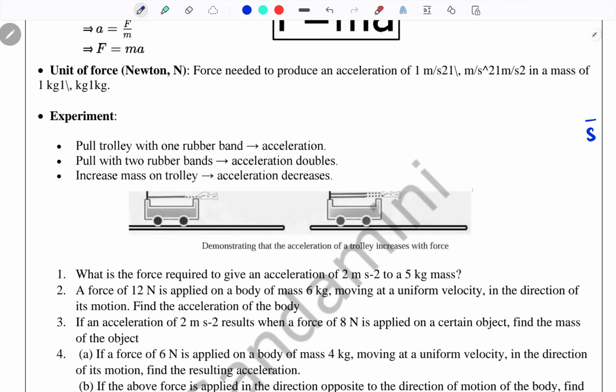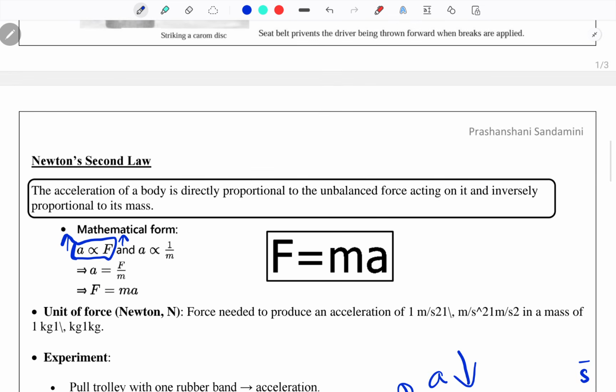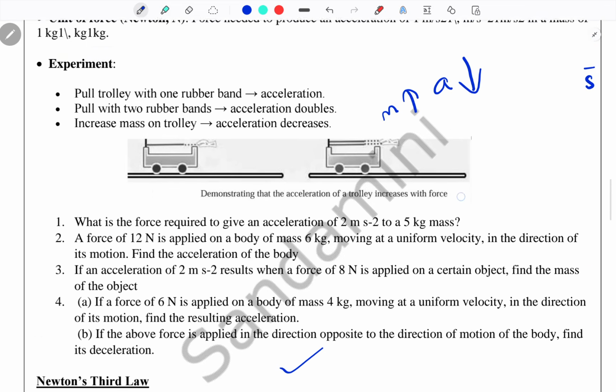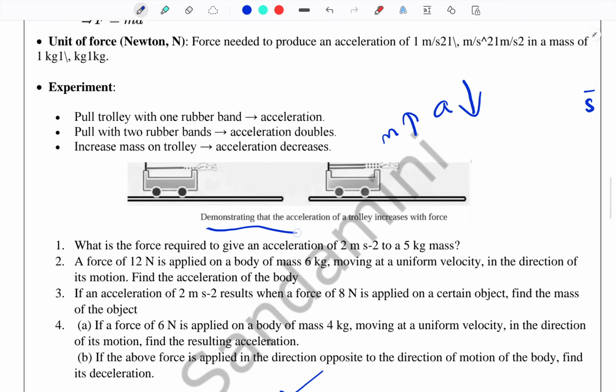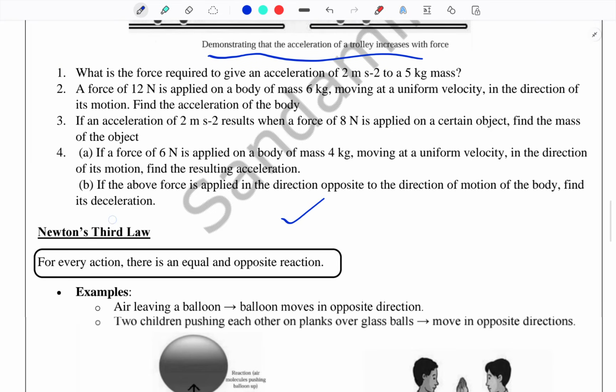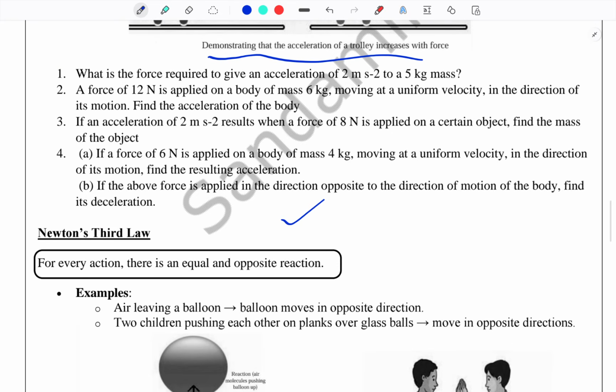If you increase the mass, what happens to the acceleration? It should decrease because of this law, right? Newton stated this relationship, so we can demonstrate this with a trolley, right? As we know this equation, we have to do some calculations.